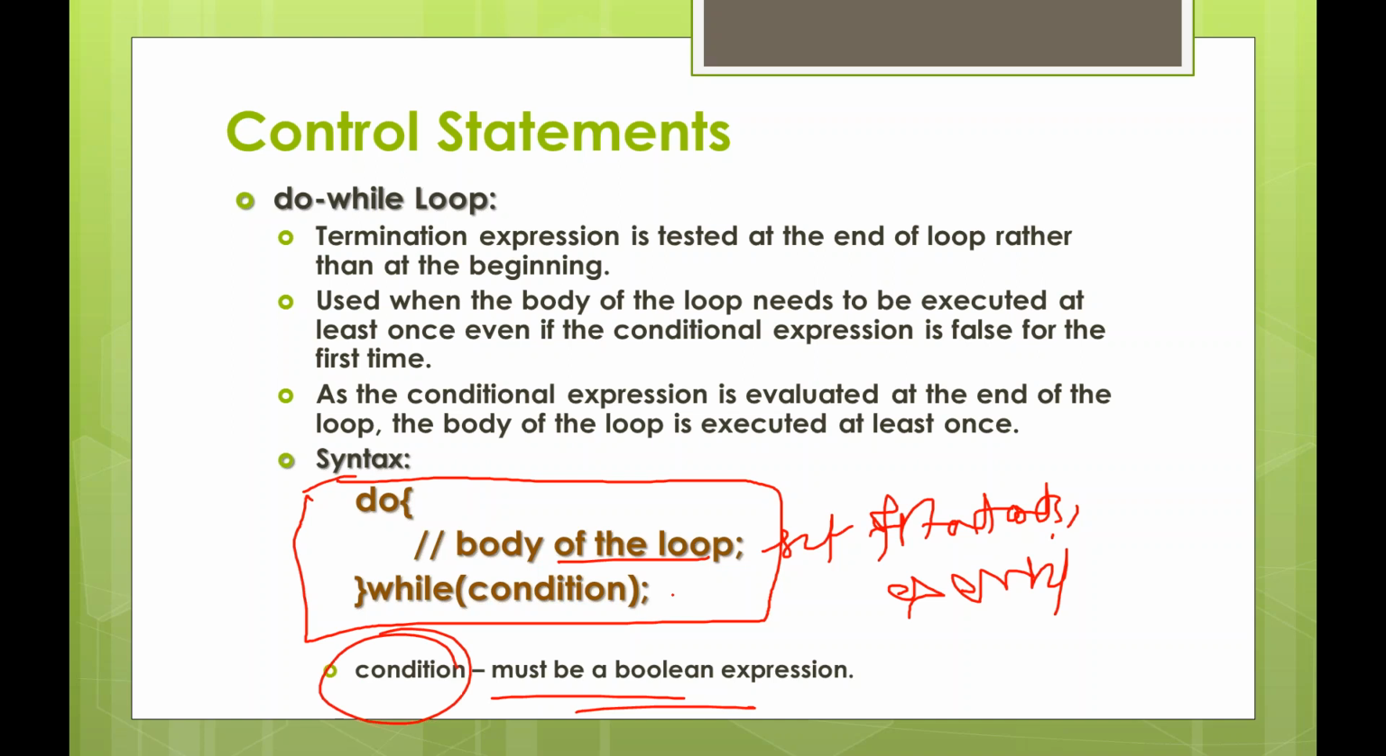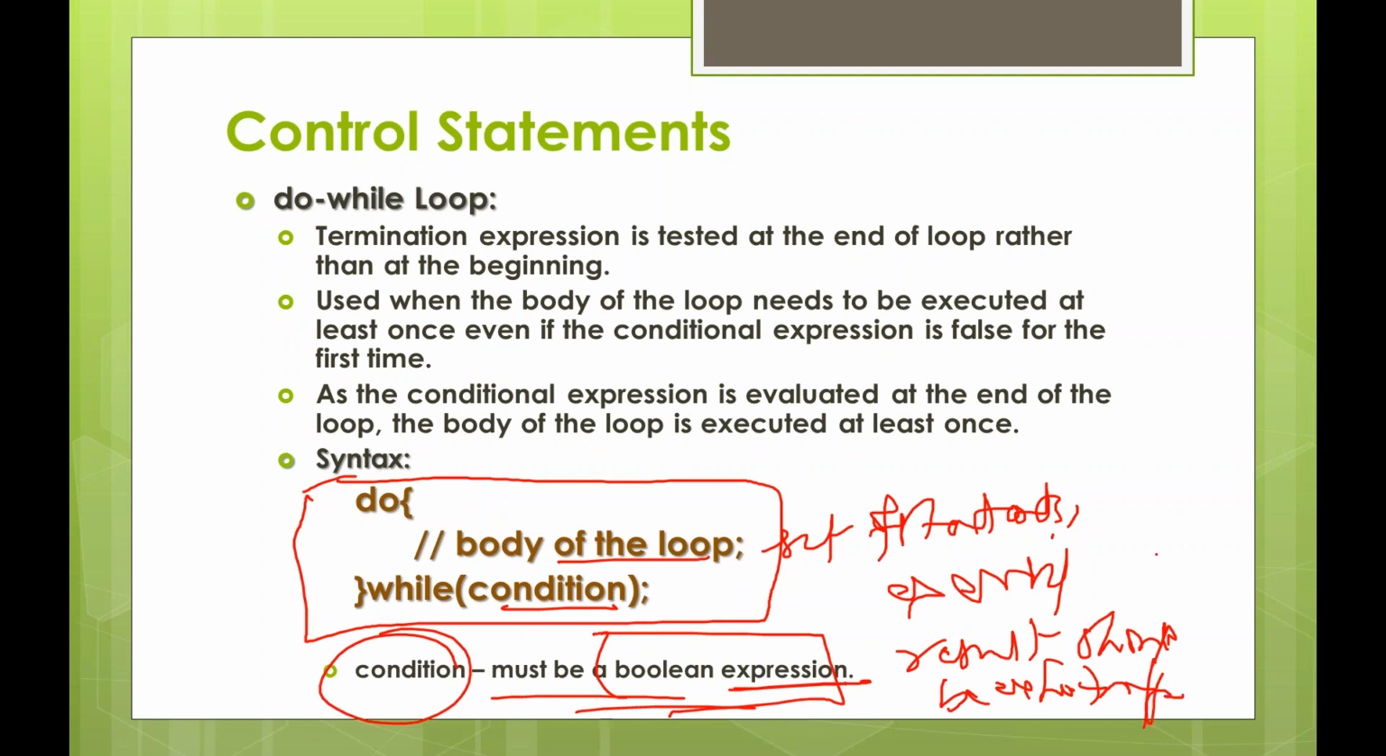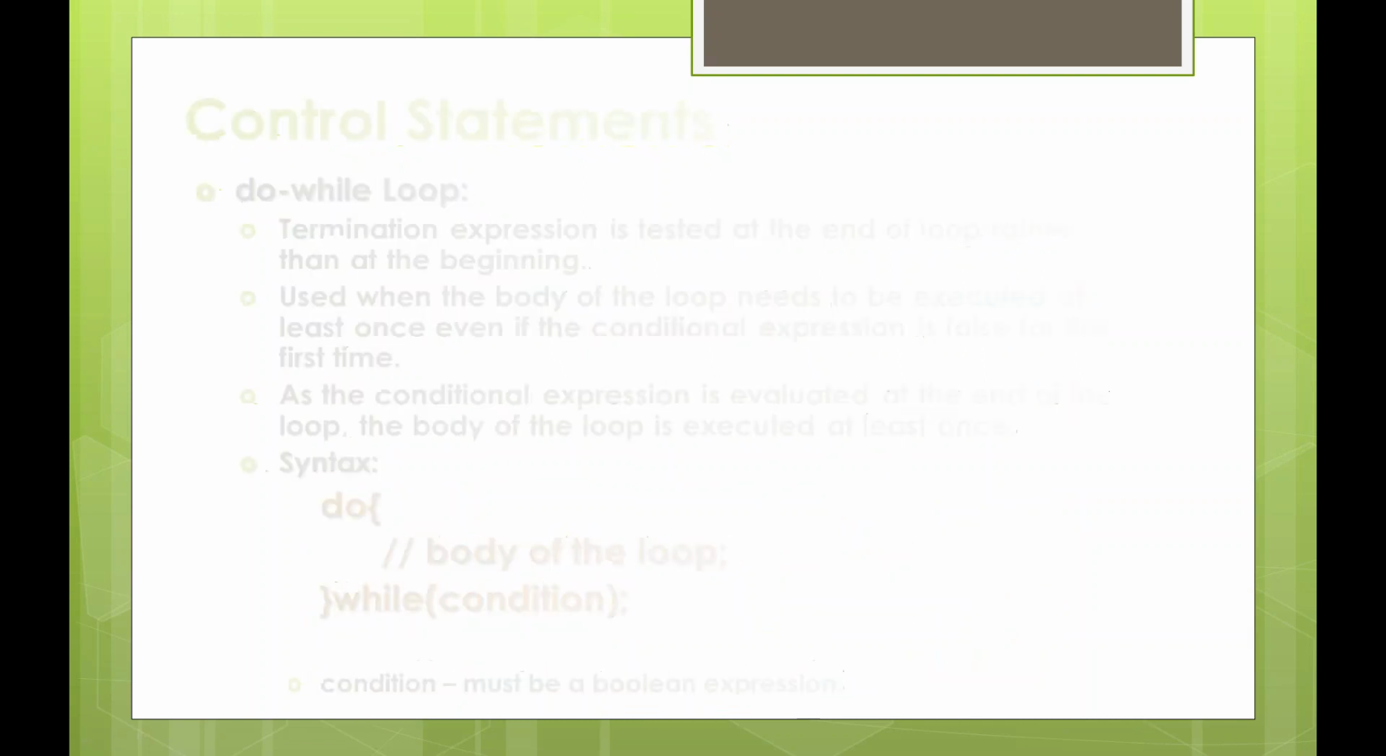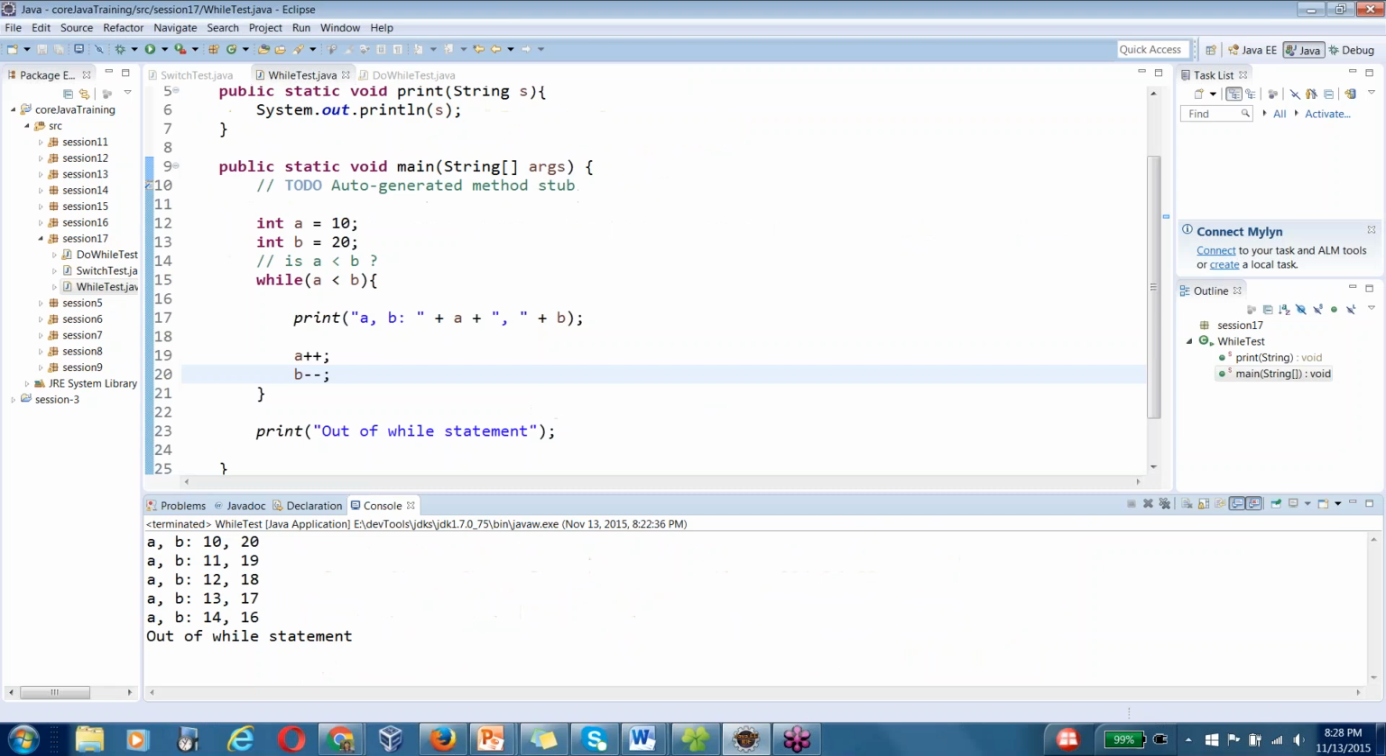So here also, as we mentioned, or as we have been seeing, the condition must be a Boolean expression. Even if you specify an expression, the result should be either true or false. Okay, the result should be either true or false. Next, let's see an example of do while.